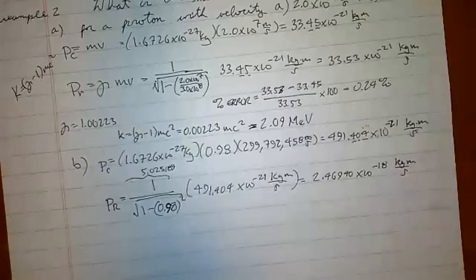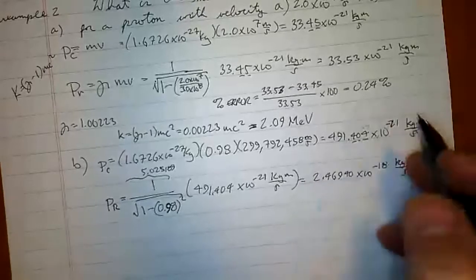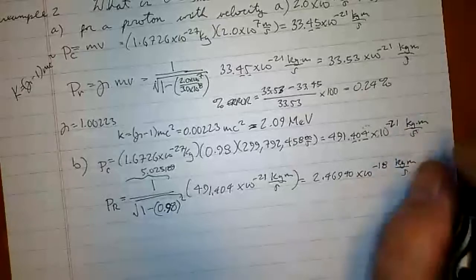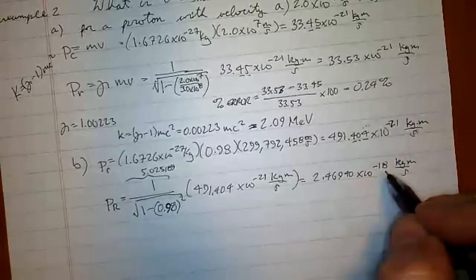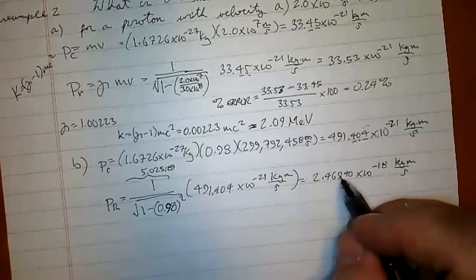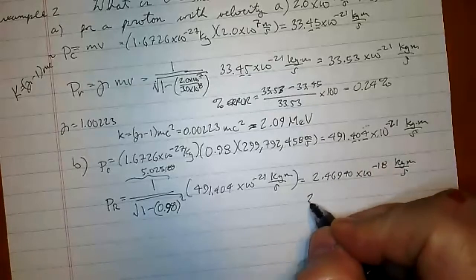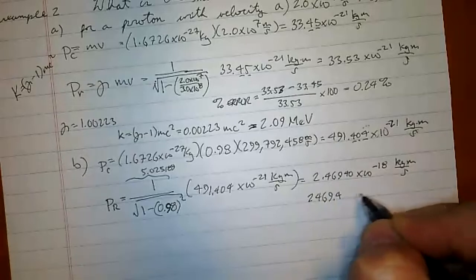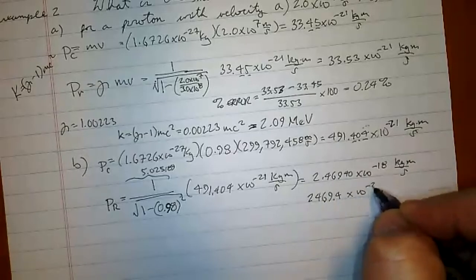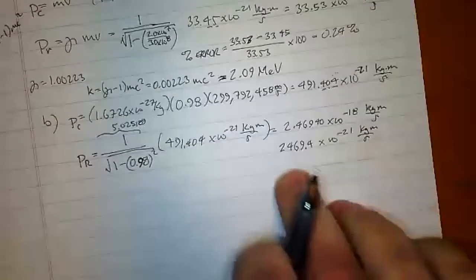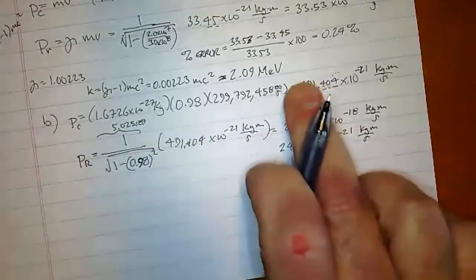Now, ideally, to really compare these two so it makes a little sense, I should want to put them both in negative 21 power. So if I divide this by 1,000, that would make it 10 to the negative 21. Then I have to multiply this by 1,000. So that'd be 2469.4 times 10 to the negative 21 kilogram meters per second. You can see, yeah, that's quite a bit bigger than that.